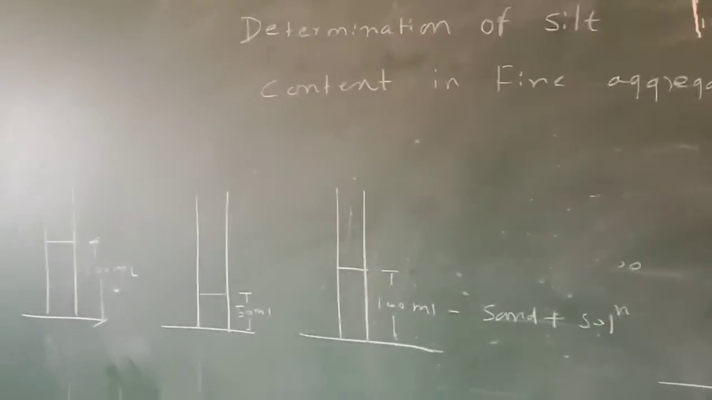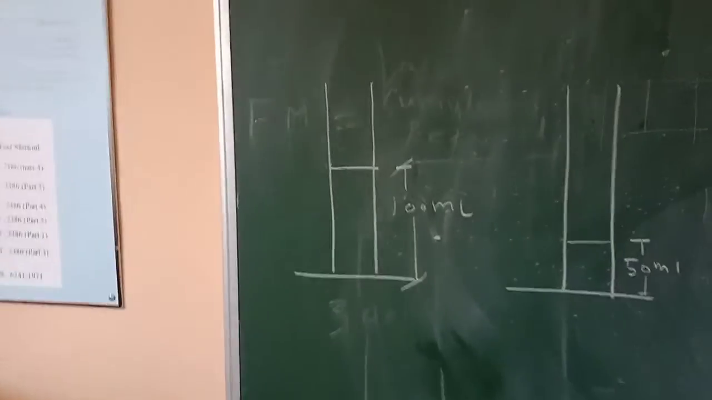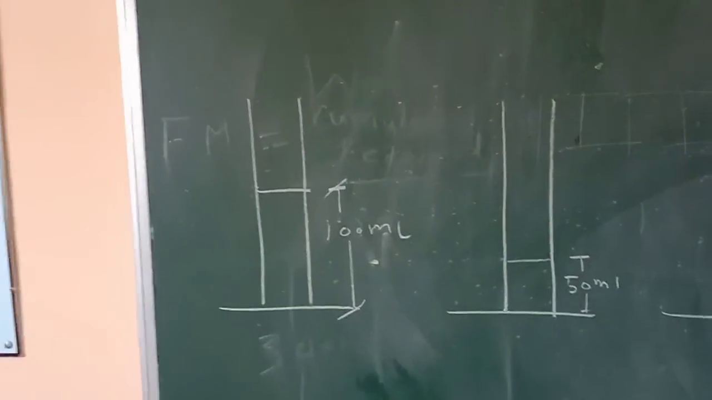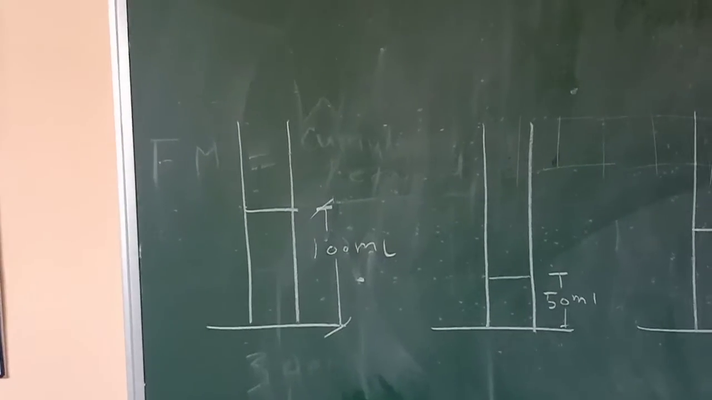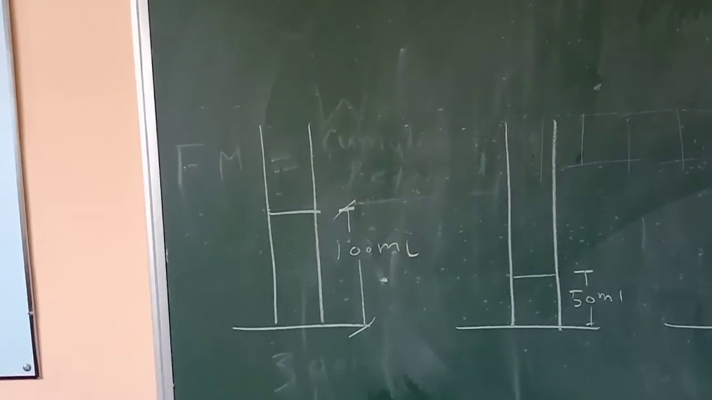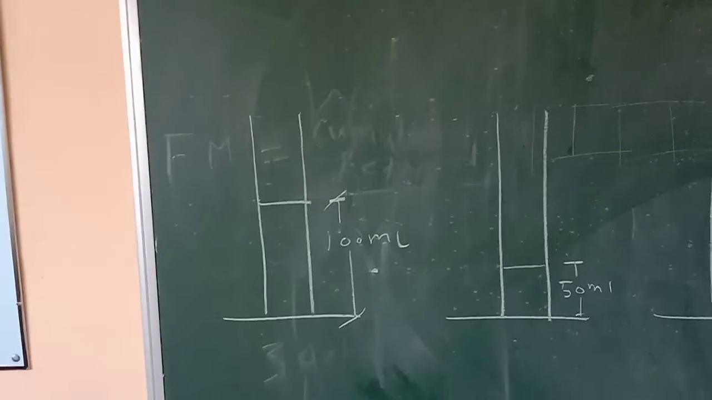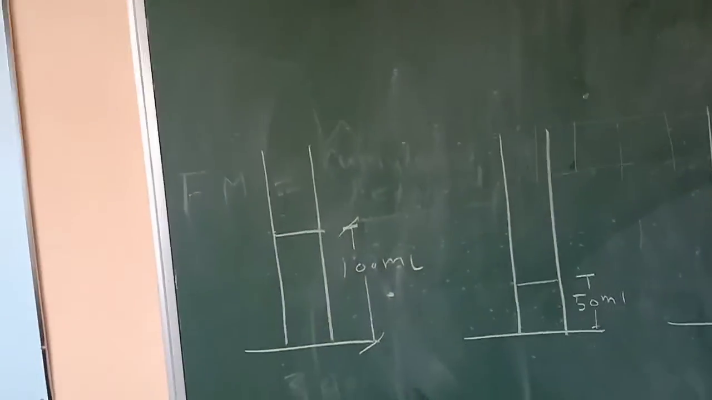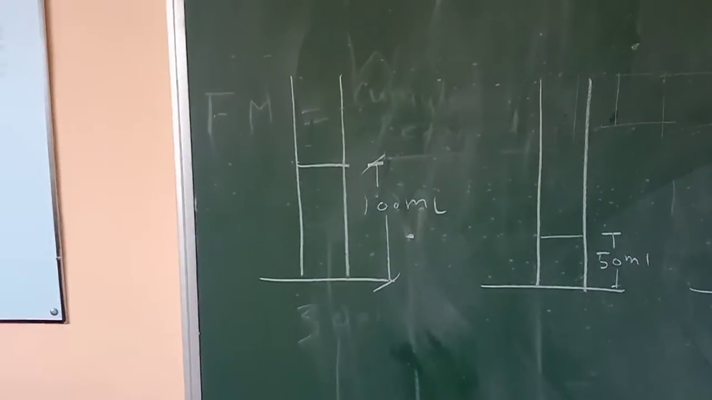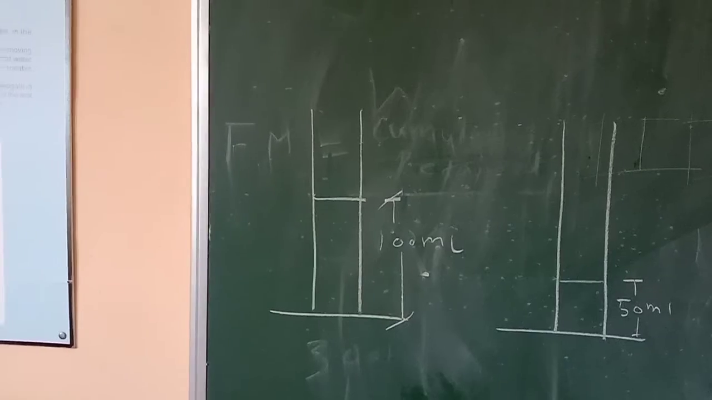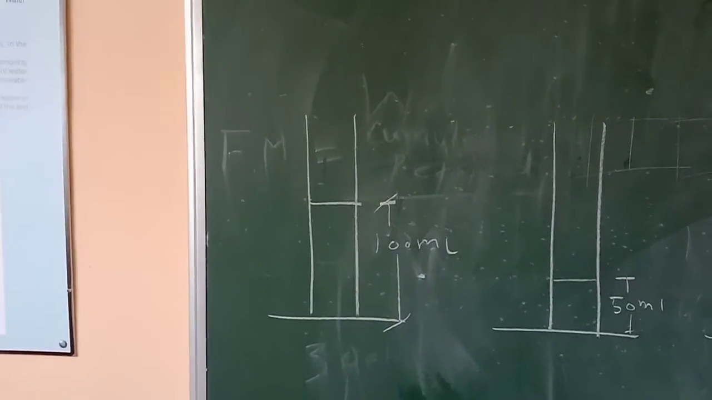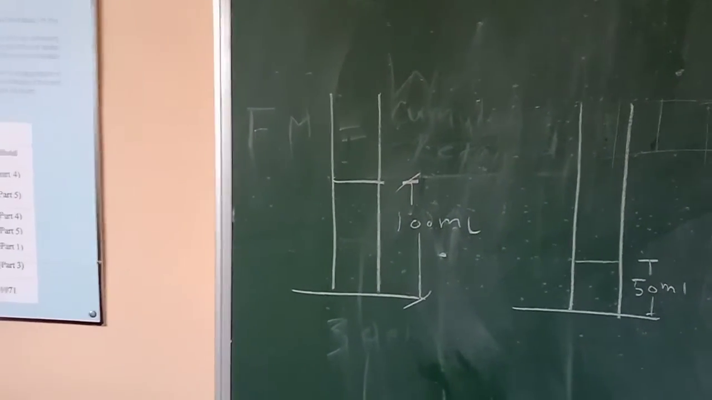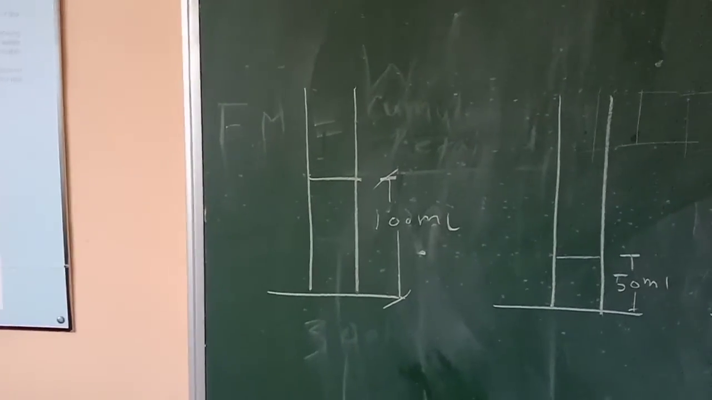Now, how to calculate the silt percentage? First of all, we have to make a solution of 100 ml in one measuring cylinder. For that solution, you have to take 100 ml of water and add 2 to 3 grams of salt. So I told you the procedure of how to make the solution: take 2 to 3 grams of salt and 100 ml of water, and make a solution of 100 ml.